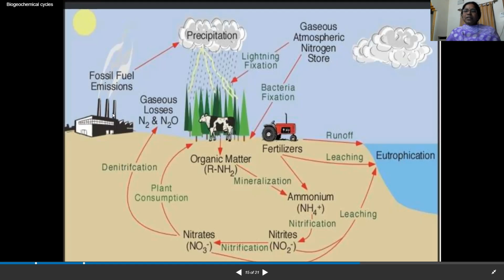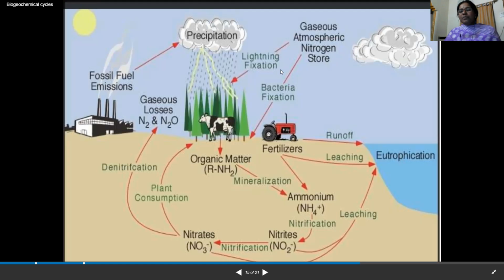When you burn fossil fuels, there is a lot of emission because of industries or urbanization. These emissions are sent into the atmosphere, and they undergo precipitation. Whenever this precipitation takes place, the plants absorb this nitrogen again. One more channel is the gaseous atmospheric nitrogen store. Atmosphere consists of some percentage of nitrogen, and it can be retained by lightning fixation.